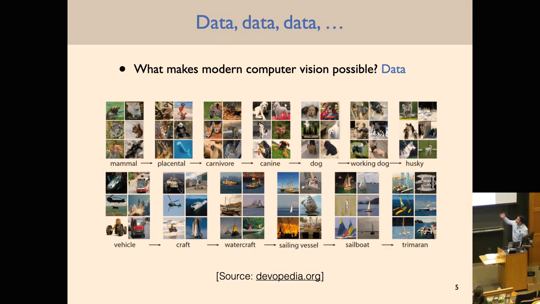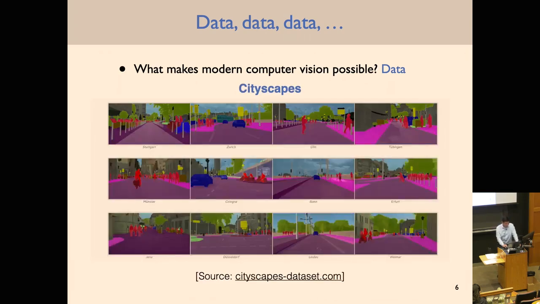You can see that it's relatively obscure categories of objects, and they're hierarchically categorized, going from mammal to placental, carnivore, canine, dog, and specific kinds of dogs, and specific kinds of vehicles, specific kinds of cats, and so on.